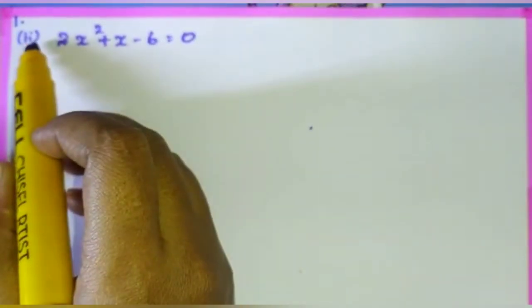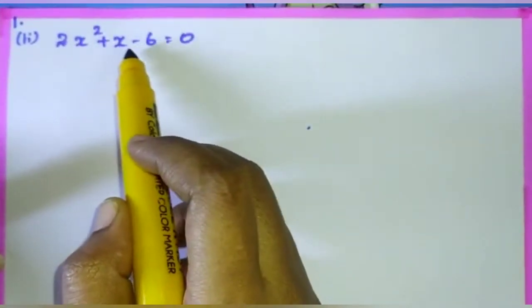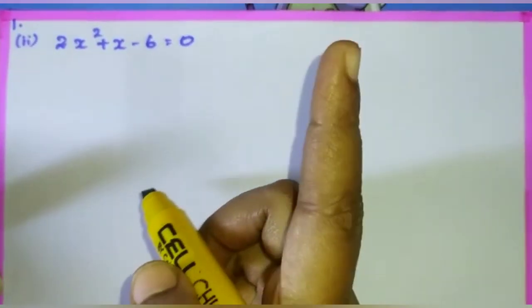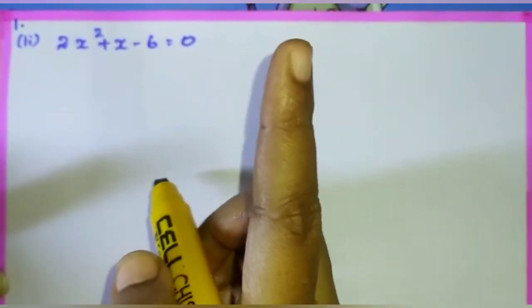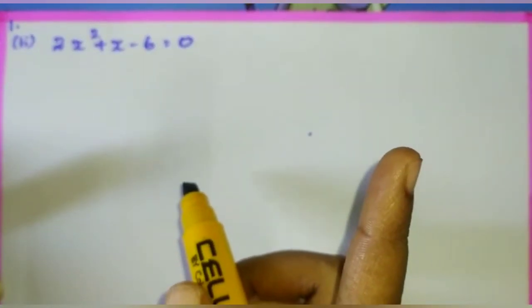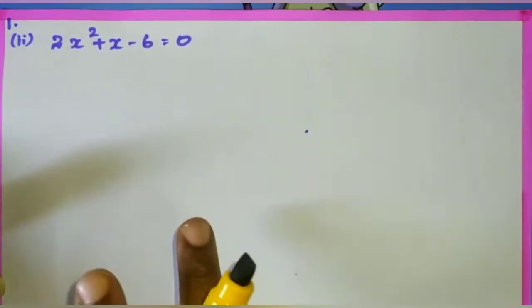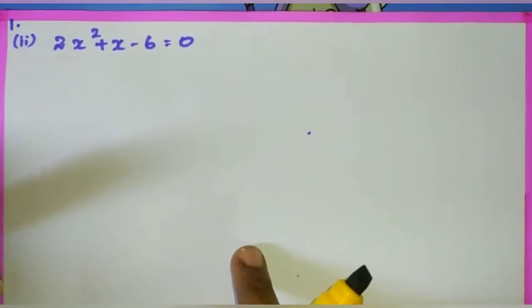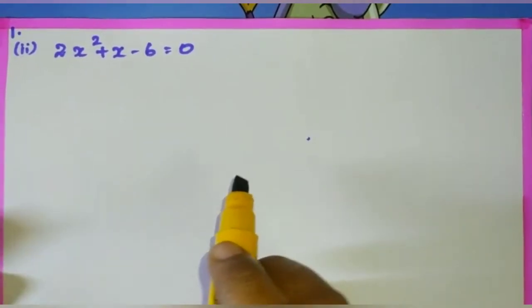This is the second subdivision sum in the first problem. 2x square plus x minus 6 is equal to 0. First, you have to find the discriminant D value. If it is greater than 0, you will get two distinct real values. If it is equal to 0, you will get two equal real values. If it is less than 0, imaginary values. Okay, so first we have to find the discriminant.